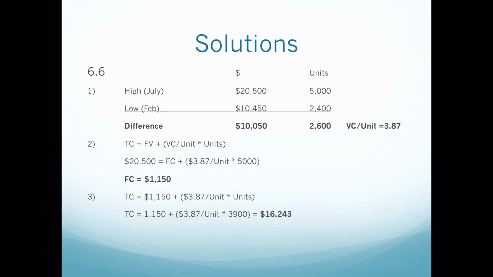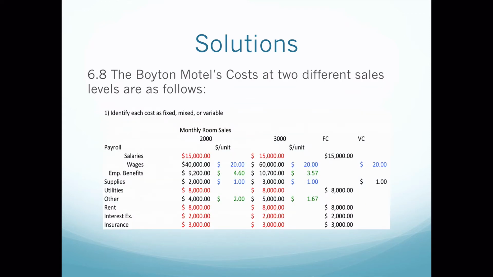I've actually color-coded what I've done. So the first thing we have to do is identify if these costs are fixed, mixed, or variable. The red costs are fixed costs, and they don't change from month to month or from sales volume to sales volume. And if you look, I have 4 columns.